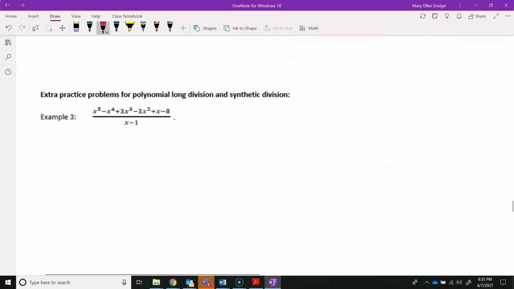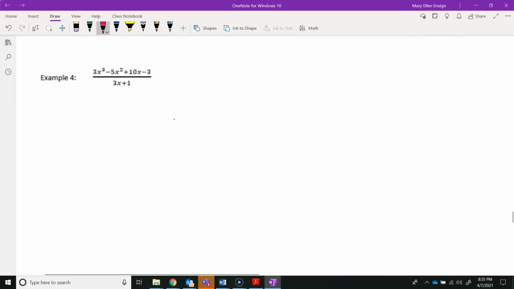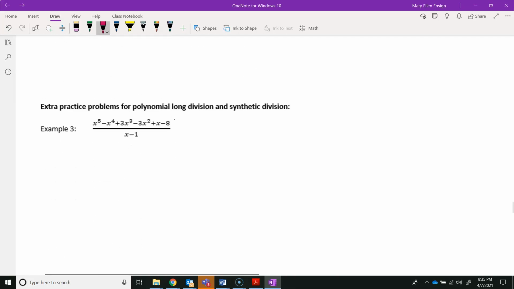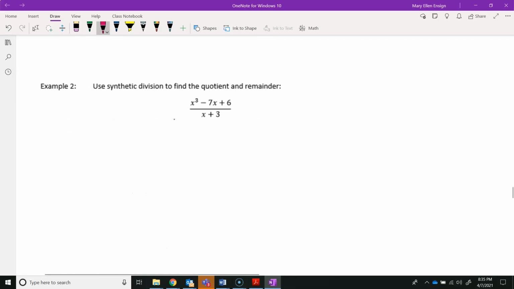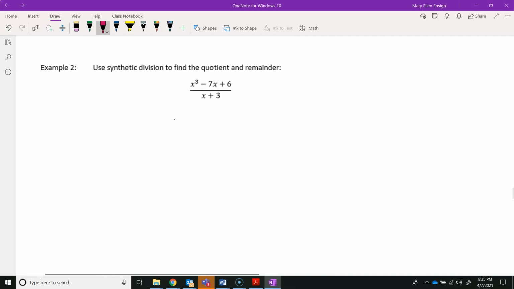Okay, so there are several other examples here, don't we? All right, so we're going to do the second example. So we're going to use synthetic division, okay? Now we could use long division, right? But because this is x plus or minus just a number, no x squared, we don't have to.